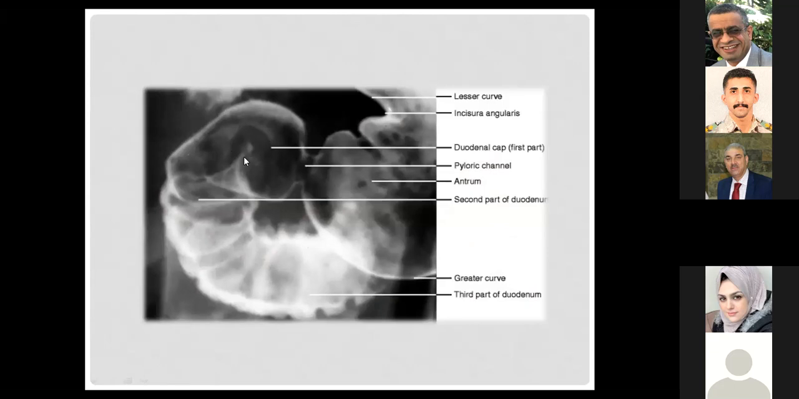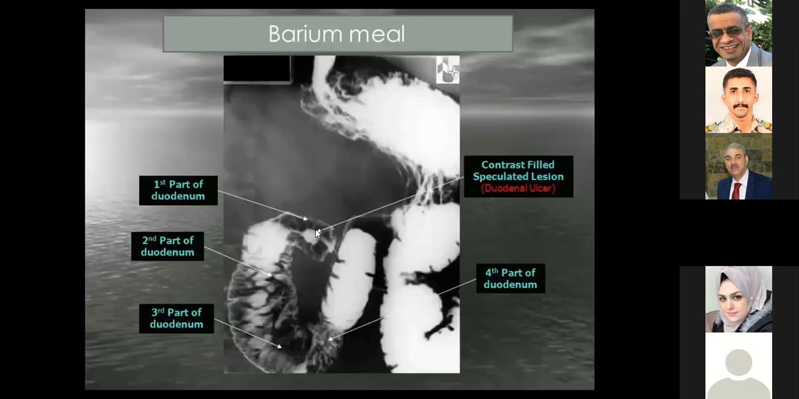There is another picture of the first, second, third, and fourth parts of the duodenum using the second barium meal study. There's another picture of the barium meal. We can see here on the first part we have a duodenal ulcer, which appears like a filling defect on the double contrast barium meal study.